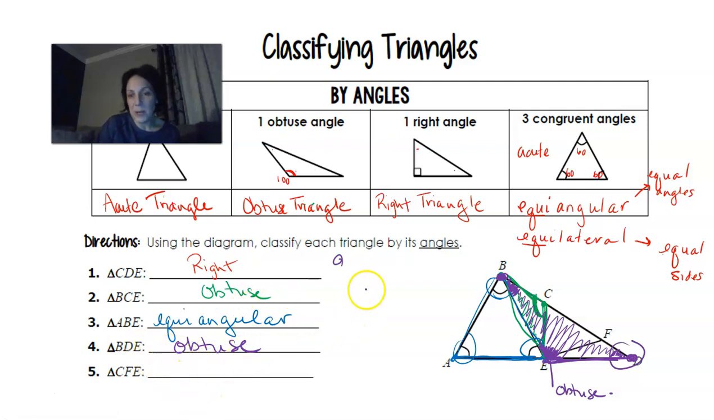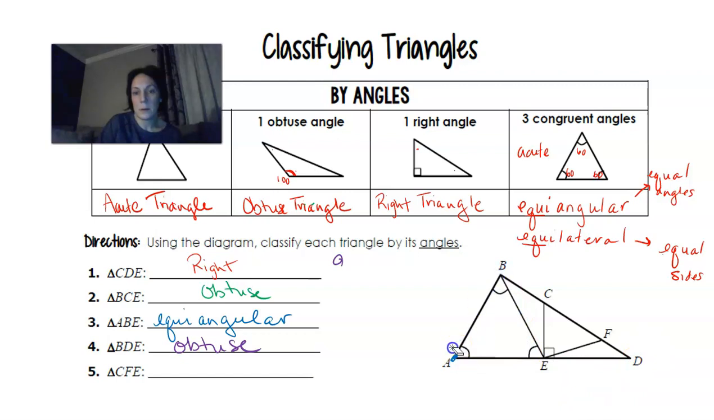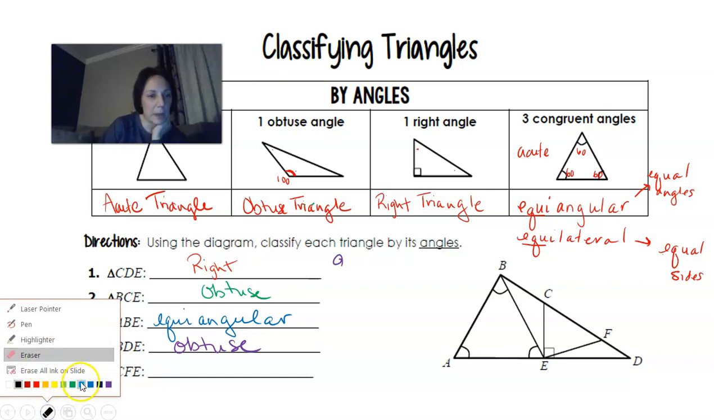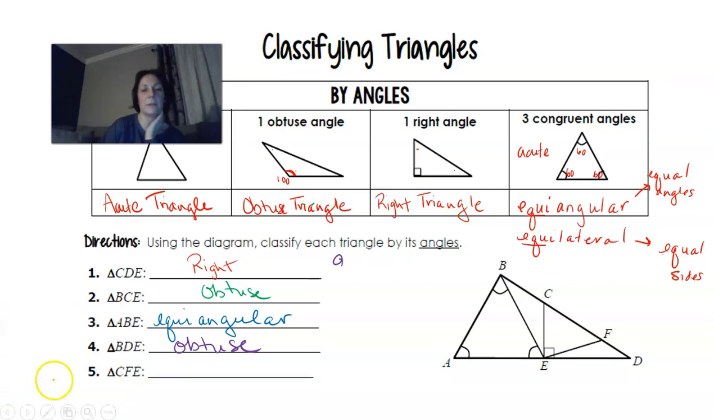Okay, and last but not least, CFE. I'm going to clear that diagram so we have some room to really see what's going on over here. Oh, mercy. What do you think about this orange color? Okay, last one. CFE. So here's C, and here's F, and here's E.